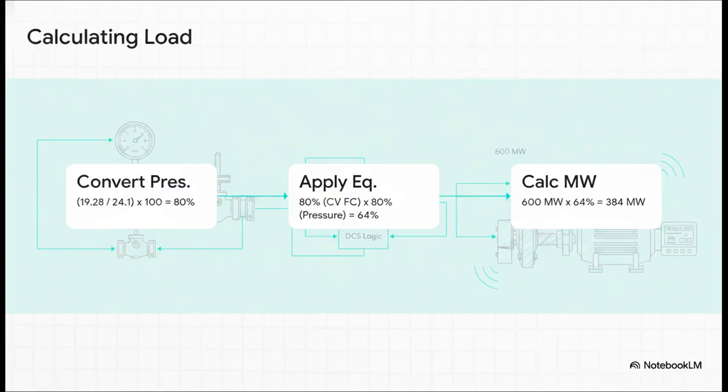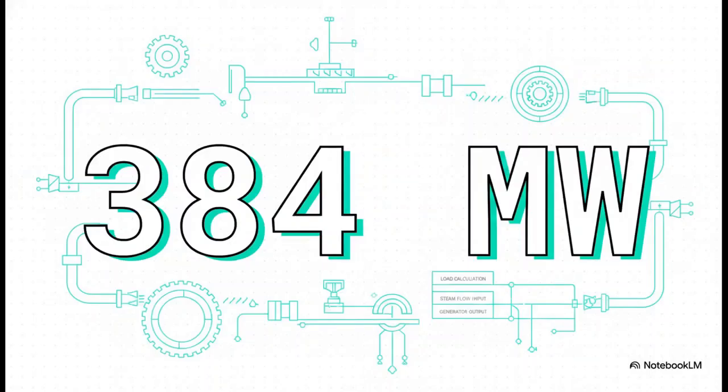Step 1, we convert our current pressure into a percentage of the rated pressure. So 19.28 divided by 24.1 gives us exactly 80%. Step 2, we apply our equation. 80% valve flow multiplied by 80% pressure gives us an estimated load of 64% of our maximum continuous rating. And finally, step 3, we multiply our 600 megawatt capacity by that 64%. Which brings us to our real-time output, 384 megawatts. Boom! The math holds up perfectly.